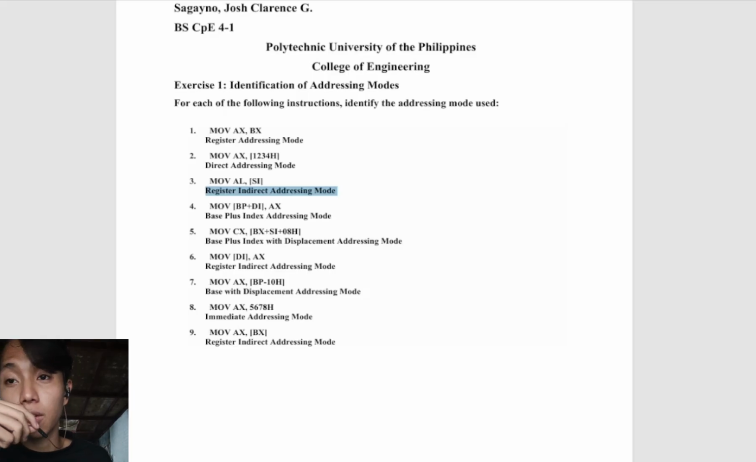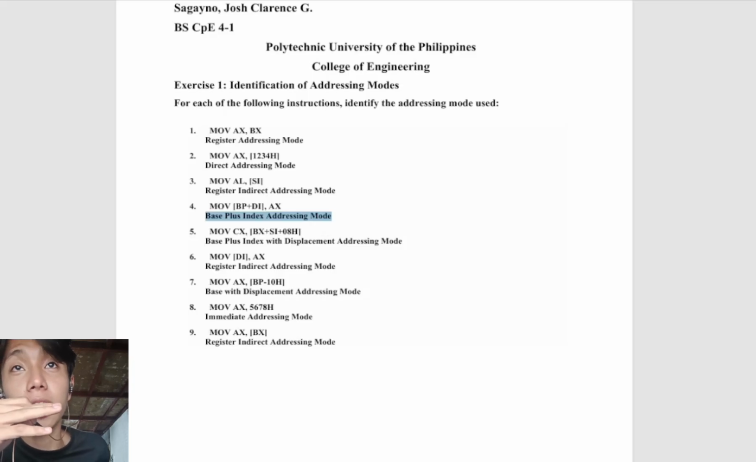Okay, so coming to number 4. My answer to this is base plus index addressing mode. This is because here the memory address is not directly written. Instead, the CPU adds two registers, which are the BP and the DI. This is usually used when dealing with arrays or structured data in memory, where BP might point to a base location and DI moves through elements. That is why my answer is base plus index addressing mode.